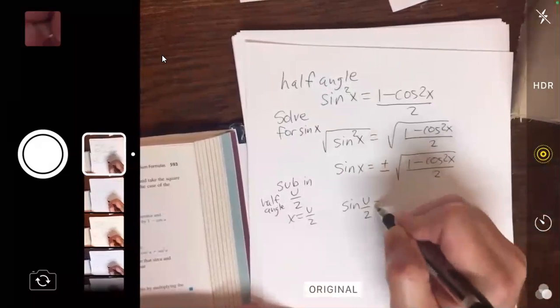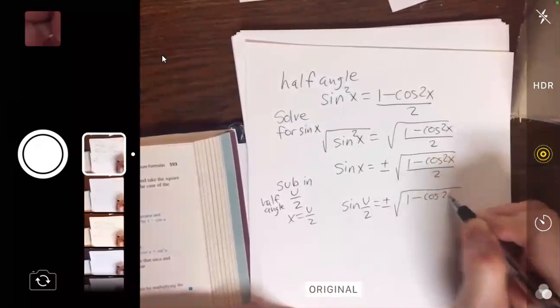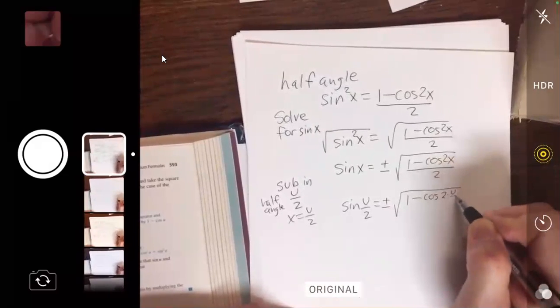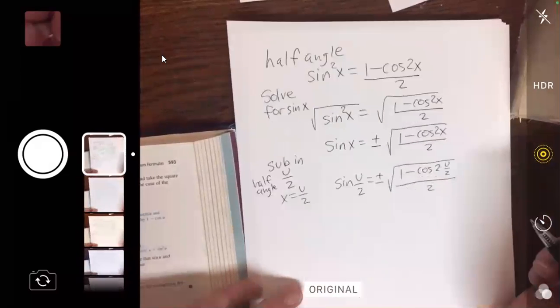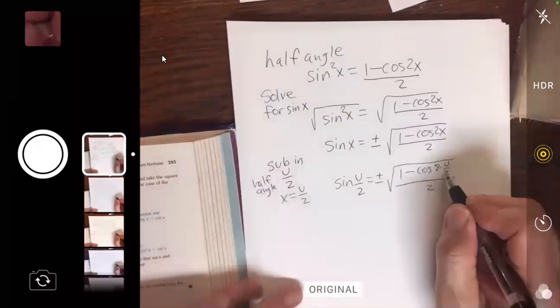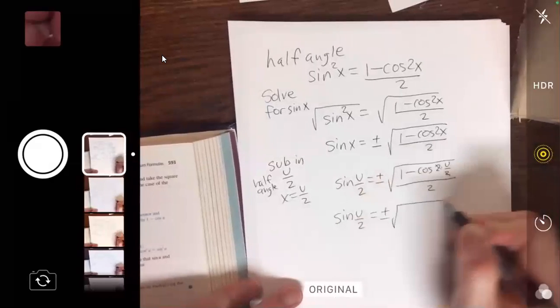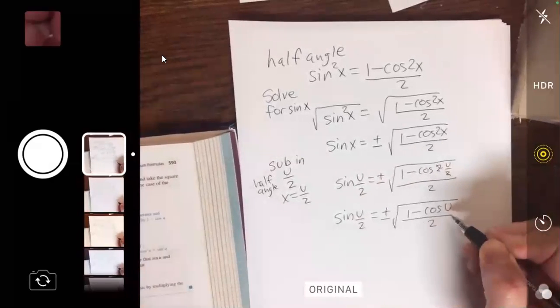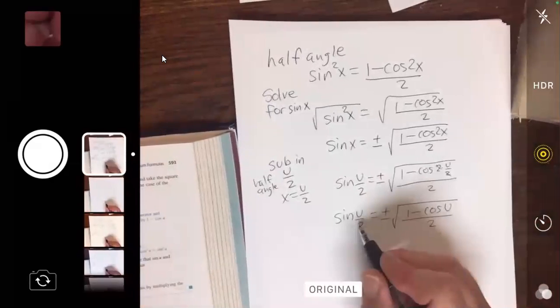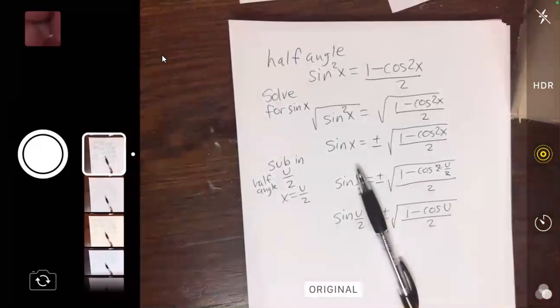Sine of u over 2 equals plus or minus square root of 1 minus cosine of 2 times u over 2, all divided by 2. The 2's here cancel. Sine of u over 2 equals plus or minus square root of 1 minus cosine u over 2. So it brings the angle back to a full angle when you start with a half angle. In effect, the angle doubles. So half doubles, cancels the 2's, brings you back to a full angle, and that is where they get this.